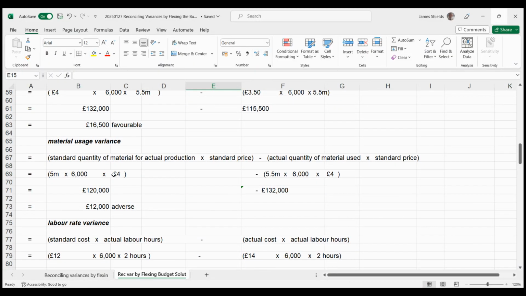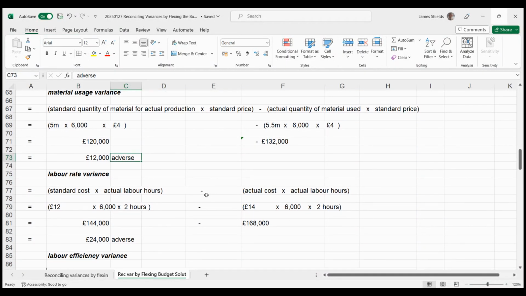5 times 6,000 times 4 gives us £120,000. And 5.5 times 6,000 times 4 gives us £132,000. So the actual quantity of material used was greater than the standard quantity. So we've got an adverse variance of £12,000.